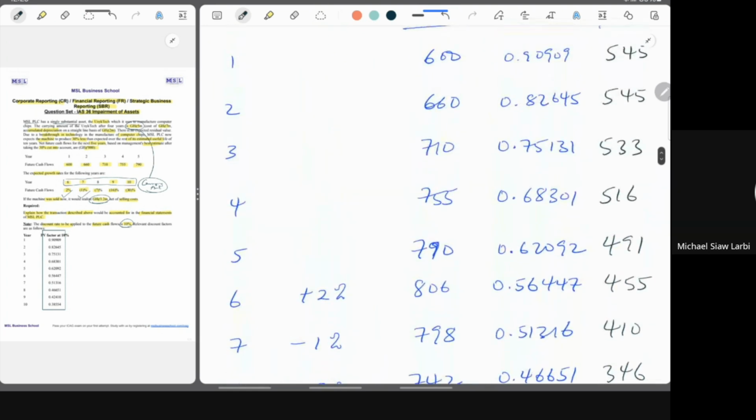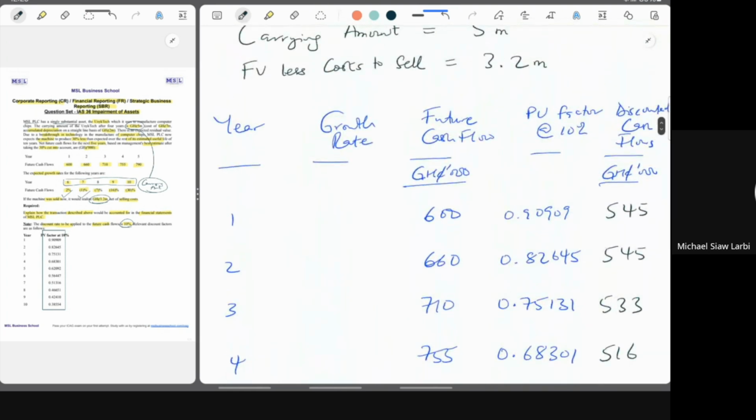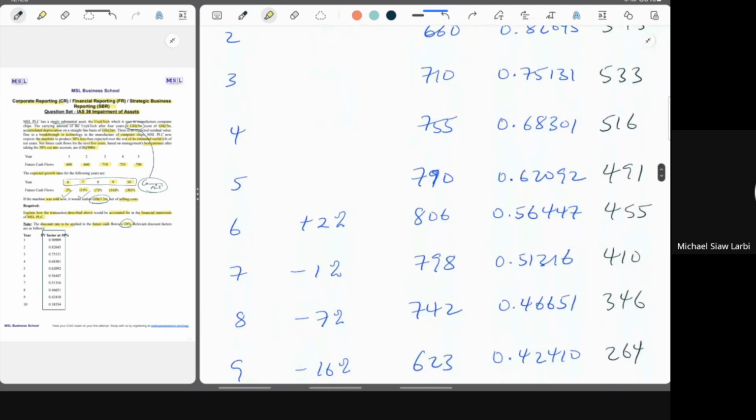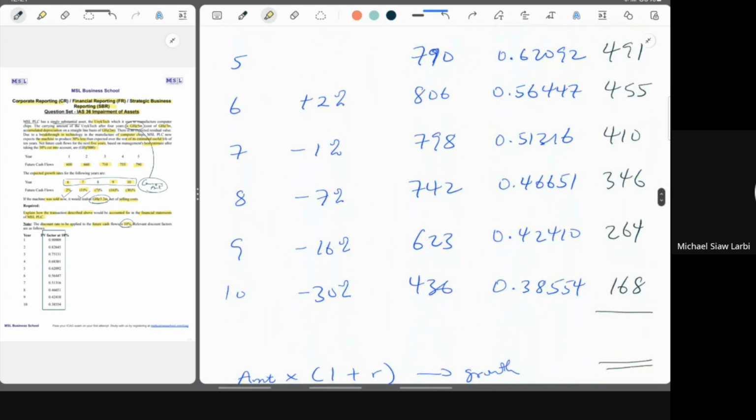When you have this, you need to sum all the discounted present values, and that will give you your value in use. So we're going to sum this for all 10 years, all of them. So let's do the math. Year 1 is 545 plus year 2, 545 plus year 3, 533 plus year 4, 516 plus year 5 is 491. Year 6, 455 plus 410 plus 346 plus 264 plus 168.